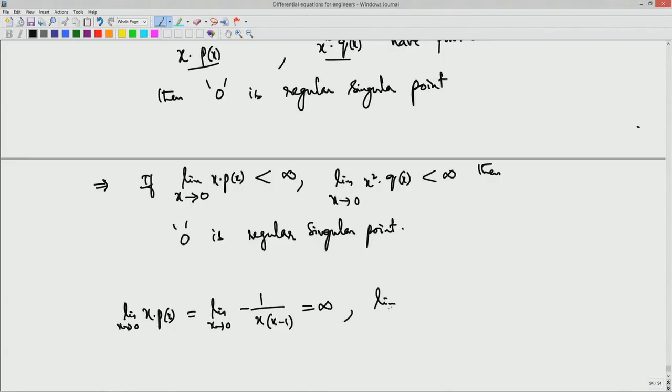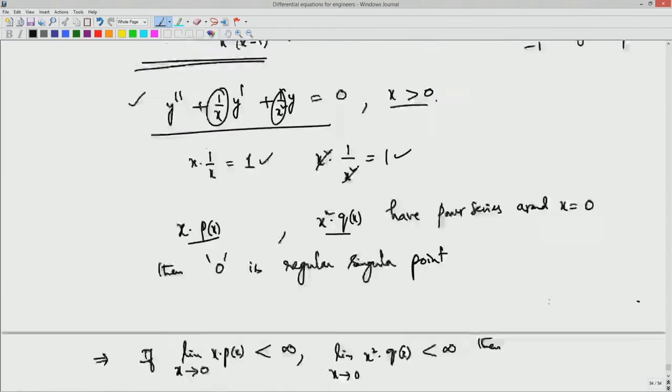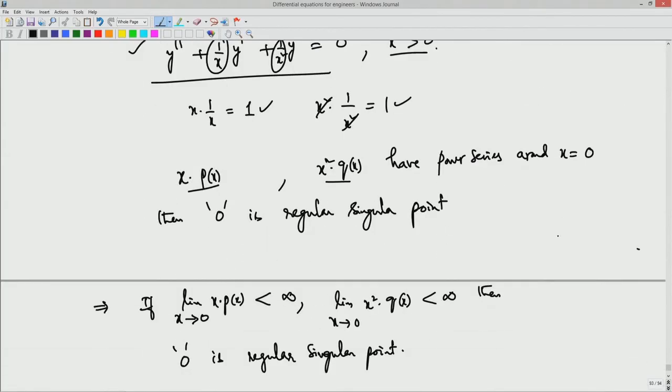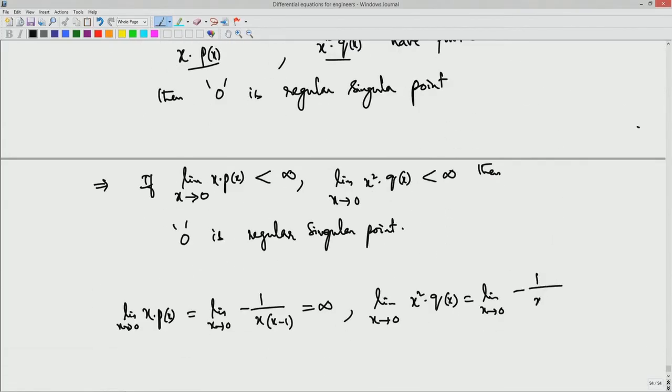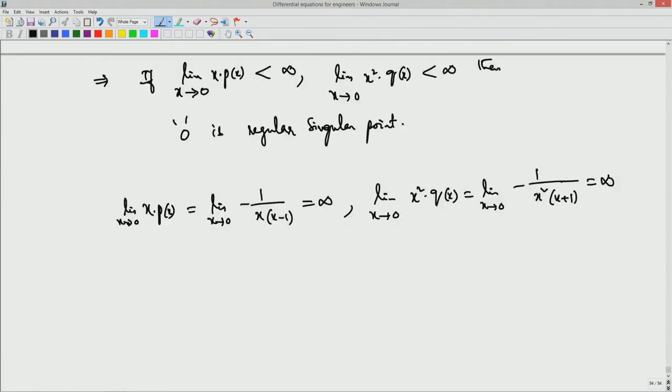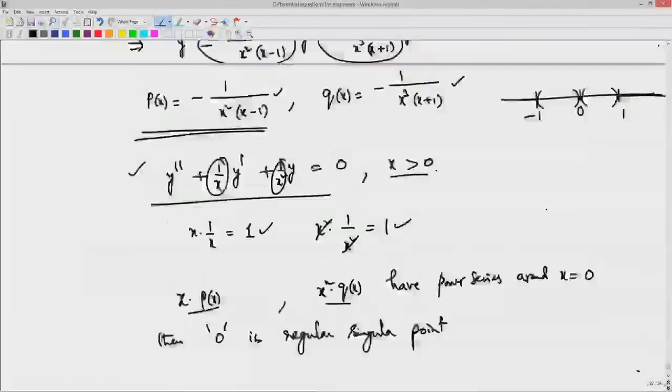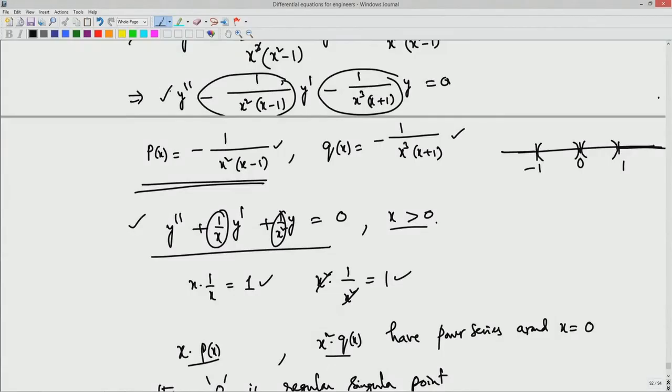Again you can look at the other one, x squared times q(x). As x goes to 0, q is minus 1 by x squared (x plus 1), so this also gives infinity. So, both the limits are not finite. Since this is the case, 0 is not a regular singular point in this example.